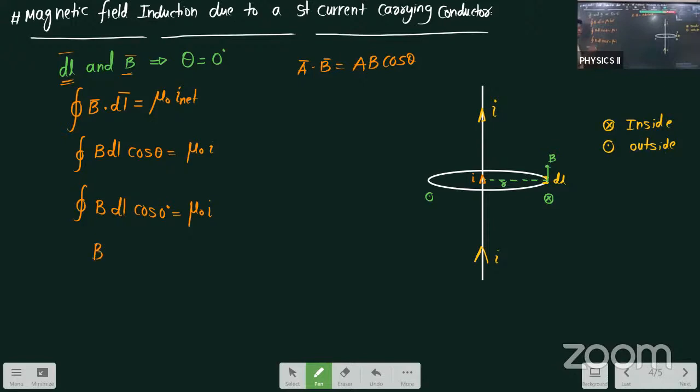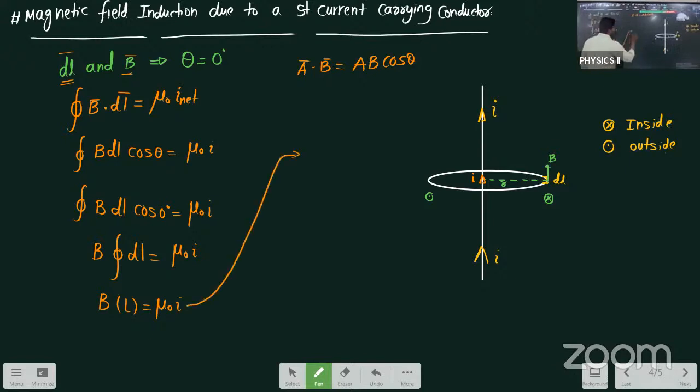And what is the value of cos 0? Cos 0 will become 1. So closed integral dl is equal to mu naught into I. So we know that integration dl will become L. Integration dl will become L is equal to mu naught into I. The magnetic field is created around this straight current carrying wire in a circular manner. So what will be the circumference of this circle? Circumference of this circle will become 2 pi r. So our formula will become B into 2 pi r is equal to mu naught into I.